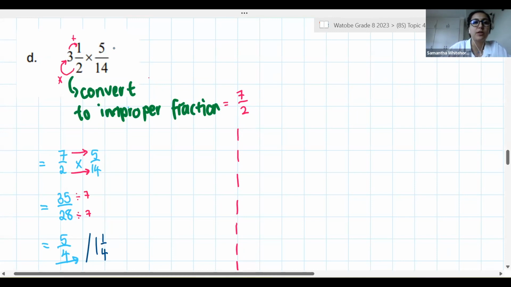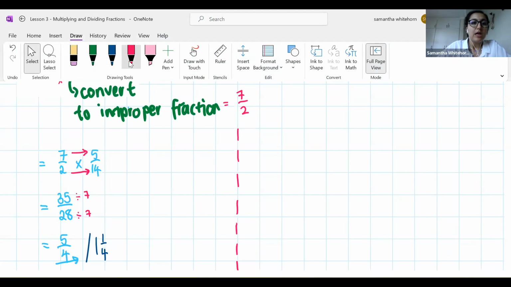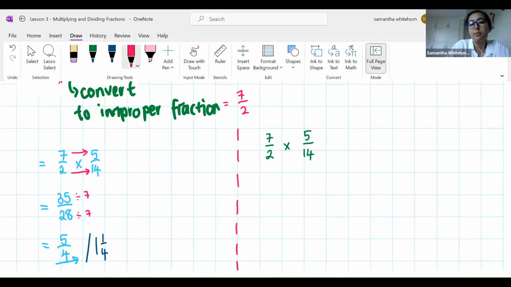I've got no issues with that. Just so that you can see this cross-canceling thing in case that's something that you feel like you're doing. So for those of you asking if you can do the cross-canceling, absolutely. You would take your converted mixed number, so 7 over 2 times 5 over 14, and you will check what you can cancel top and top, top with bottom, or vice versa.